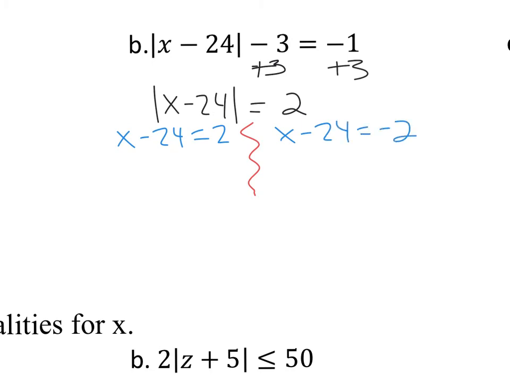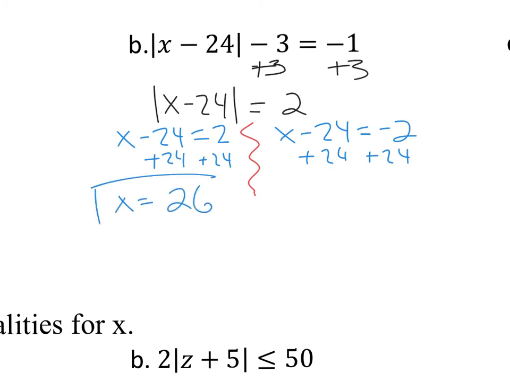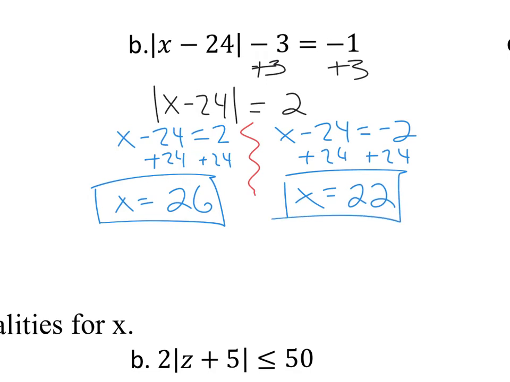So now we're going to go ahead and do what with the minus 24? Very good. And of course, you'll do that on either side. So x is going to equal 26, right? And then over here, x is going to equal 22, right? And voila, there you go. Any issues or questions there? Alrighty, we're rocking and rolling.